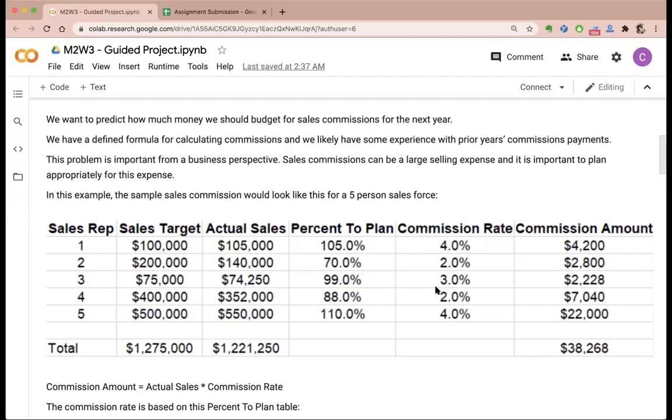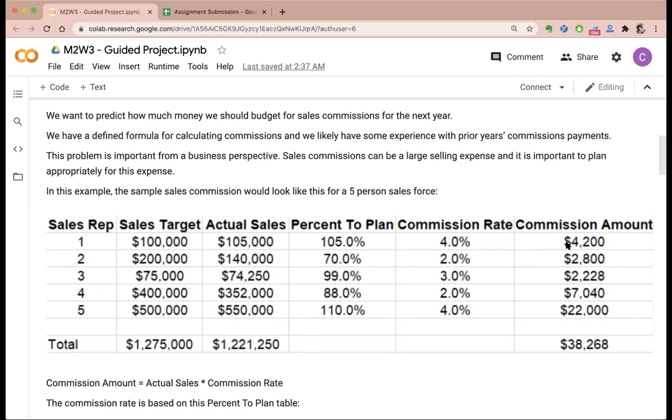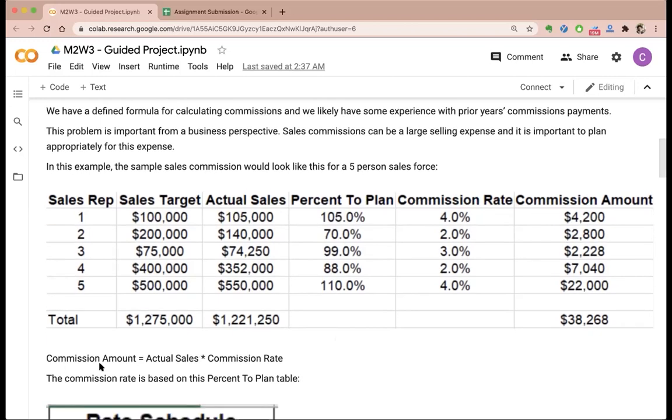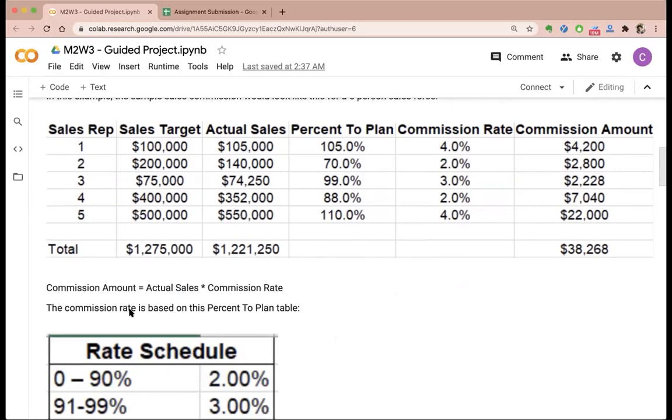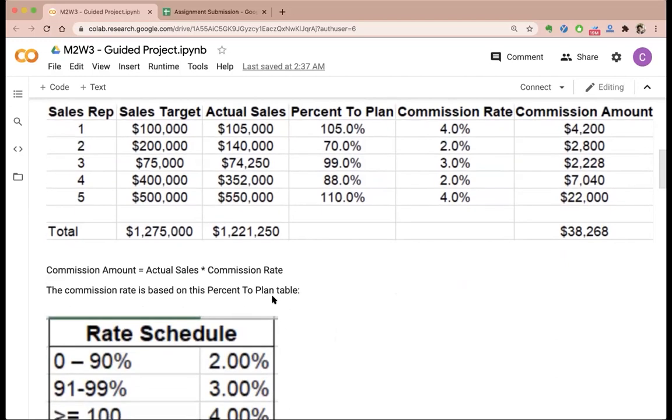Okay. So this is how it looks. And then the final commission amount is nothing but your actual sales into the commission rate, right? Actual sales into the commission rate will be your commission amount. Okay, which is written here: commission amount is equal to actual sales into commission rate. So the commission rate is based on this percent to plan table.